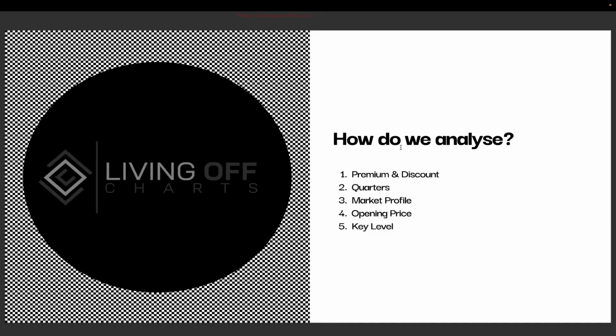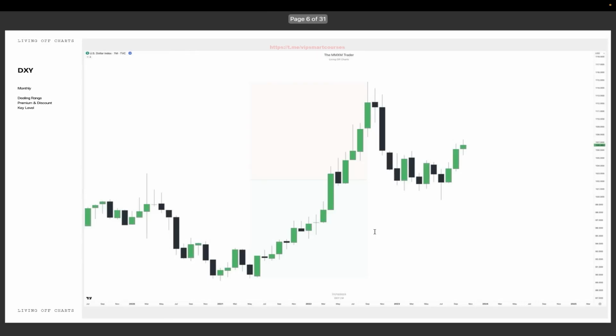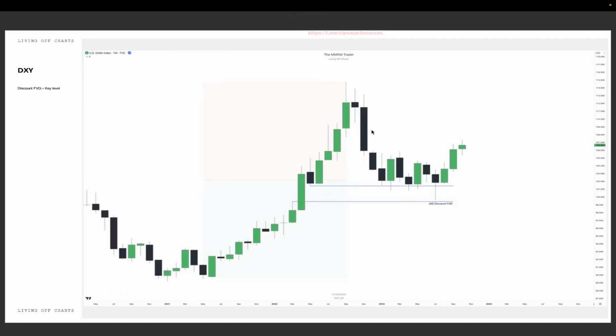Now, how do we analyze and what do we look for? Premium and discount. We only short a premium and we only long a discount. A new quarter market profile, the opening price of the quarter, and a key level for the quarter to trade off of. Now on your chart here, you have a DXY monthly chart. We have a discount low here and a premium high here. This is the dealing range. We're going to be looking for a key level in discount if bullish. It's only a key level if it's in discount. So we have right here, as you can see, a fair value gap here. You can see price trades down into this FVG in discount.